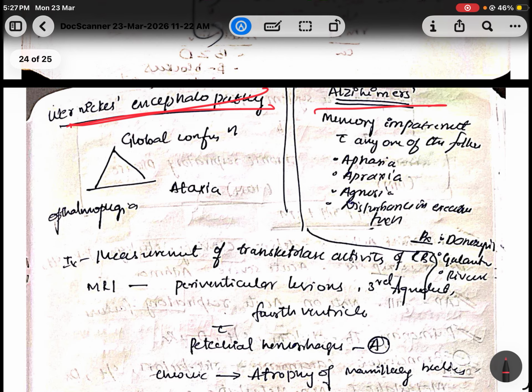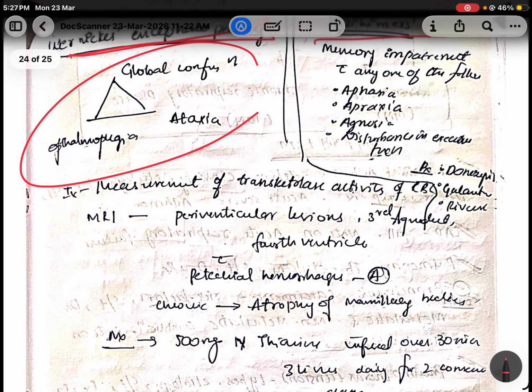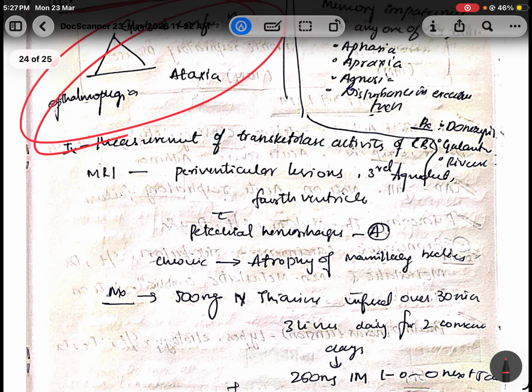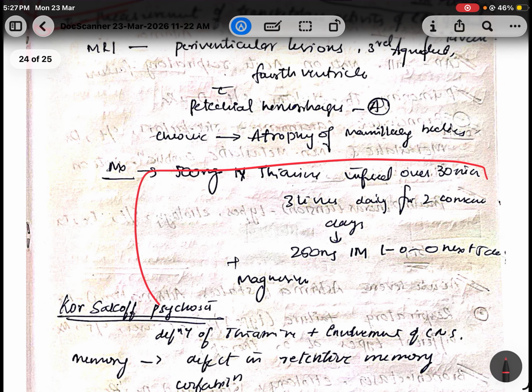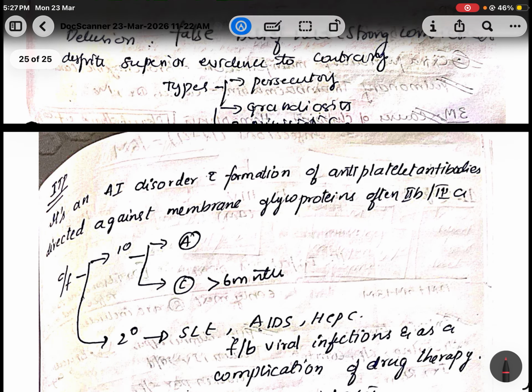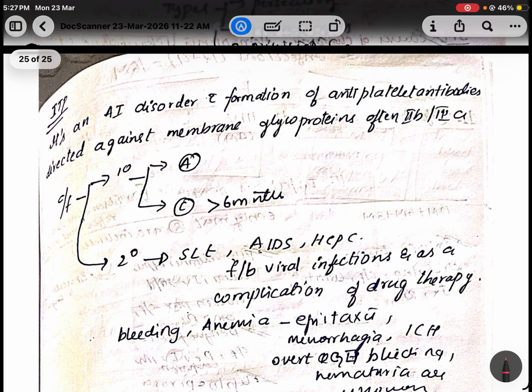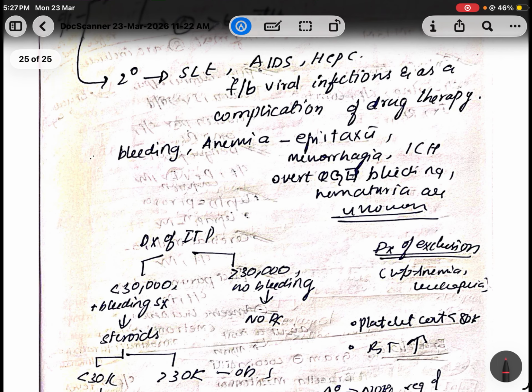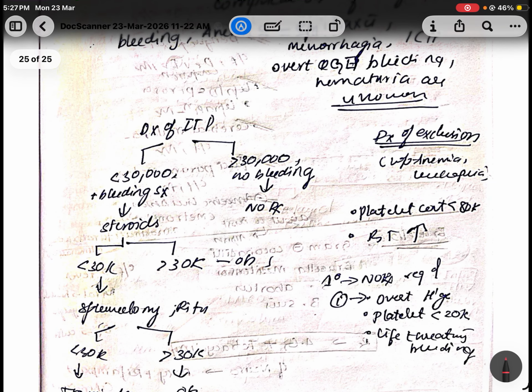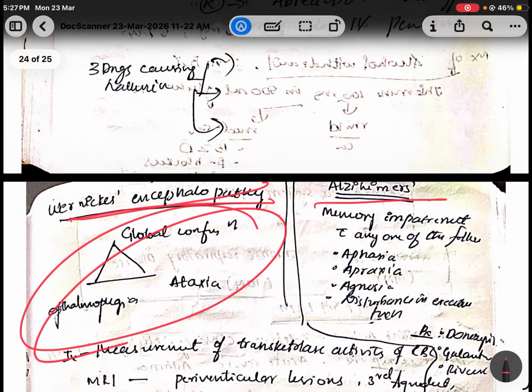Again, Wernicke's encephalopathy. I know all of you know the triad: global confusion, ataxia, and ophthalmoplegia. How do you go about it? This is something important. And again, ITP, which we had missed: in acute cases we don't do anything, we just wait until the platelet count falls below 50k. But in chronic cases, we need to plan accordingly and check whether we should start steroids or not. Okay, that's it with paper 2.